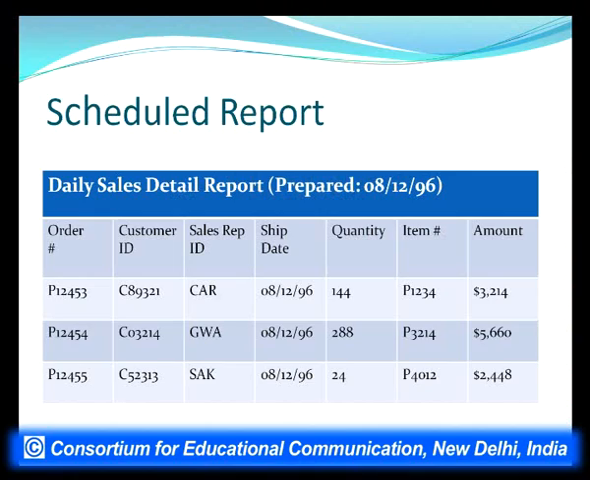First of all, let's see the diagram, or the table, of scheduled reports. One example. Now this is a scheduled report. Here it is a daily sales detail report, and you can see the order number, customer ID, sales representative's ID, shipping date, quantity purchased, the item code, and finally the amount. This is a scheduled report and it is one day's report. Three orders came and this is presented in the form of a schedule. So it is an everyday feature. Every day a scheduled report will come up.